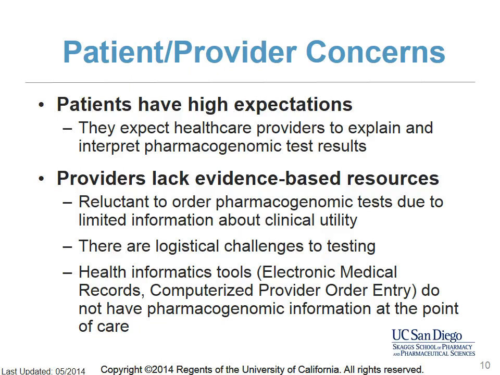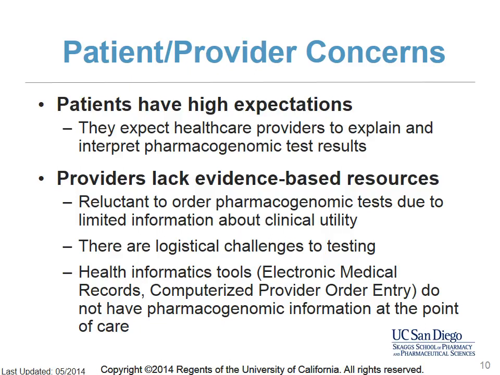There are concerns, we understand, for both patients and providers, which complicate the implementation of pharmacogenomic-based therapy. Patients often have high expectations, assuming their healthcare providers will explain and interpret pharmacogenomic tests for them. Providers may lack evidence-based resources at the point of care to guide them in clinical decisions. They may be reluctant to order pharmacogenomic tests.